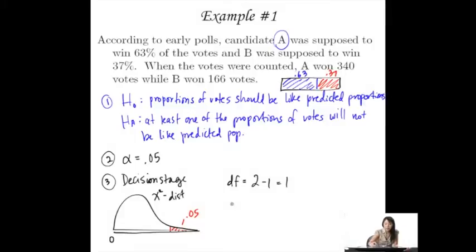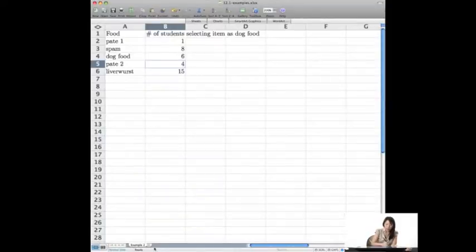It's because if you know, let's say, that candidate B is supposed to win 37% of the votes, you could actually figure out candidate A. You don't need me to tell you what that is. Candidate A's proportion cannot vary freely once you know this one. And that's why it's number of categories minus 1.